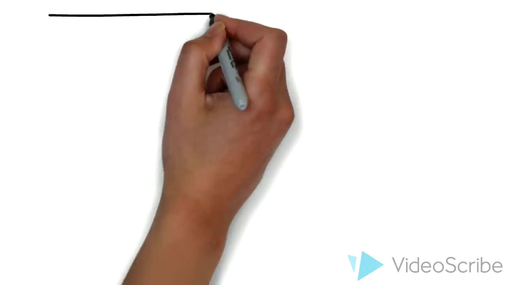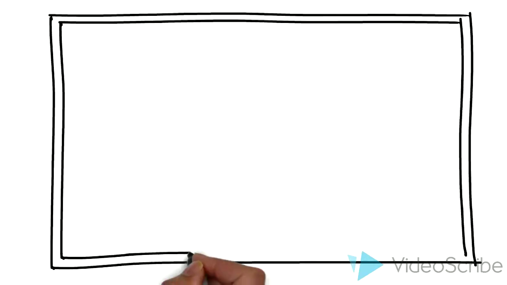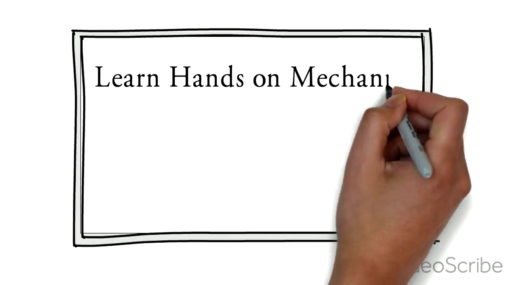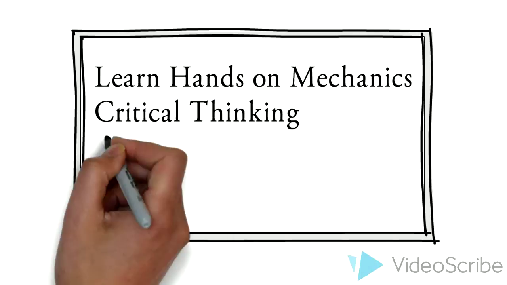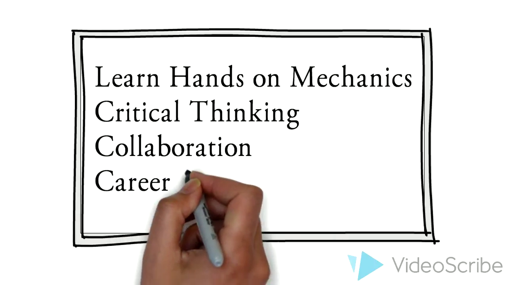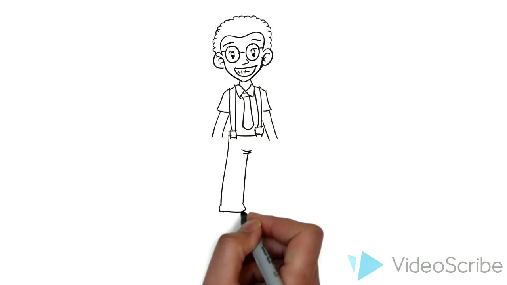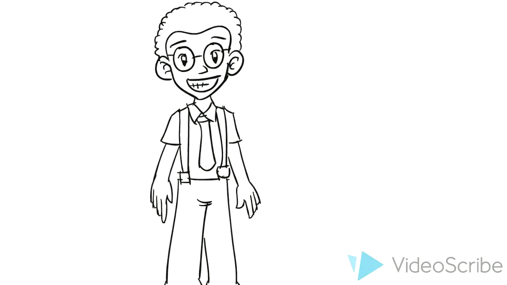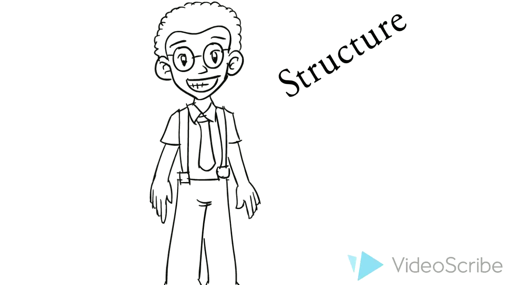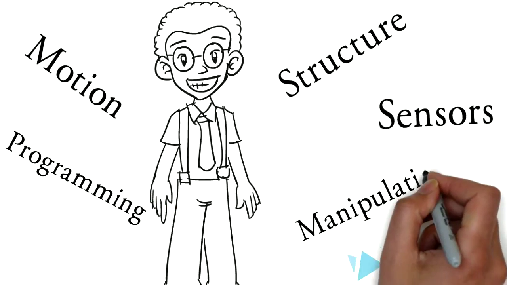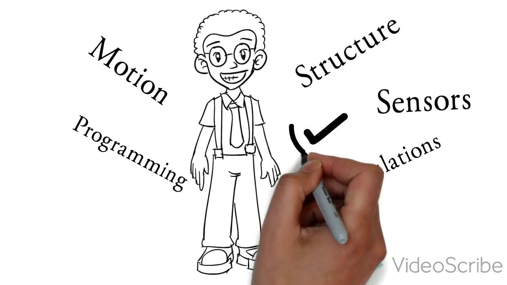Some of the pros. Use with this technology allows students to have practice with hands-on construction activities, practice their skills in mechanics, critical thinking, collaboration, and career skills. They can observe their robot, troubleshoot any problems, and try again until successful, with many different components involved such as structure, motion, sensors, programming, and manipulations. It allows for all types of students to hone in on their desired interest.